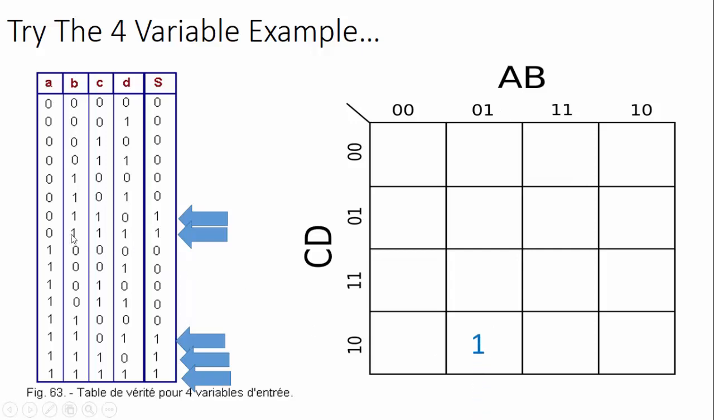I look for the next one. A is 0, B is 1, so I know it's going to be in this column. And then I'm looking where C and D are both 1. It's going to be right here. 0, 1, C and D are 1, 1. They intersect right here. I put a 1. Then I look for the next one.